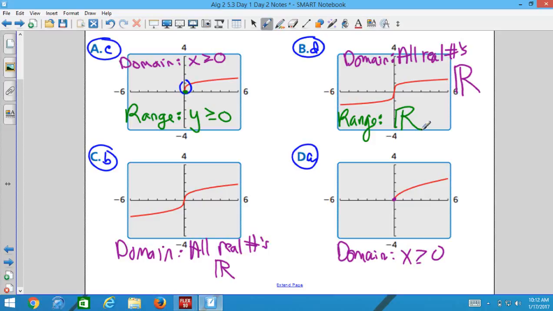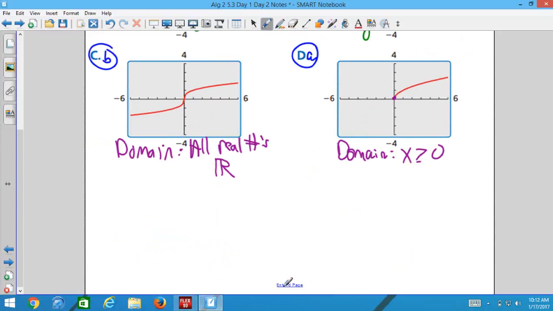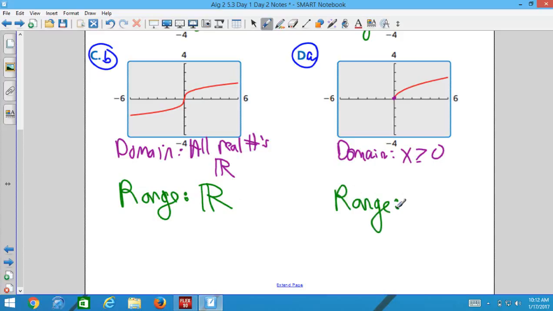How about the range for graph C? All real numbers. But the range for graph D has an obvious stop. And you want to think low to high, down to up. So what's the lowest? 0. And then it goes above from there. So y is greater than or equal to 0.